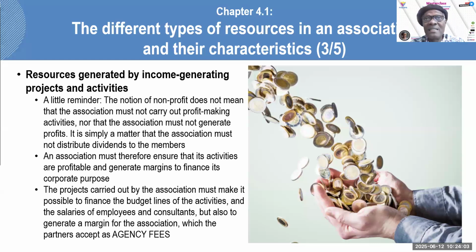An association can generate profit. It is even encouraged to generate profit, but the profit cannot be shared as dividend to shareholders. You are not shareholders in an association. You are associates, and associates cannot share profit. If they make profit, the profit should be reinvested in the vision and mission of that association.